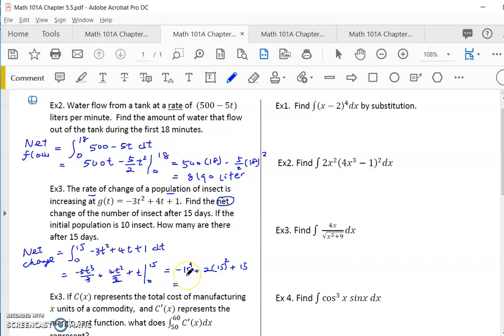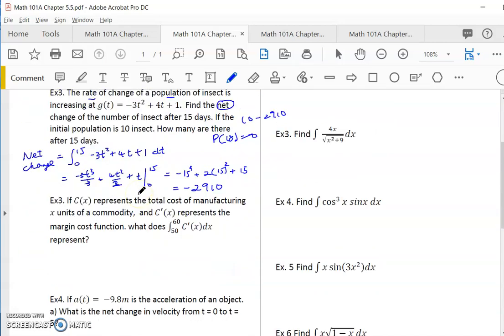It seems like a negative number because negative t cubed is really big. 15 to the power 3 times negative 1, plus 2 times 15 squared, and then plus 15, but I think the result is negative 2910. But the initial population was 10 insects. That means there are no more insects, right? So the net is decreasing that much. If the initial is 10 insects, the population at 15 would just be 0, because you have 10 minus 2910. I think this is a bad problem, because it decreased so much that it wipes them out.